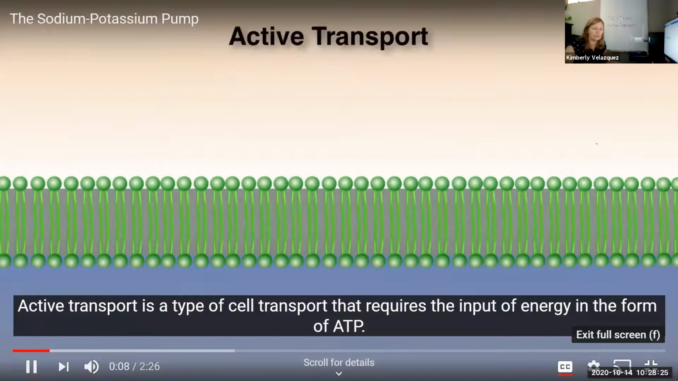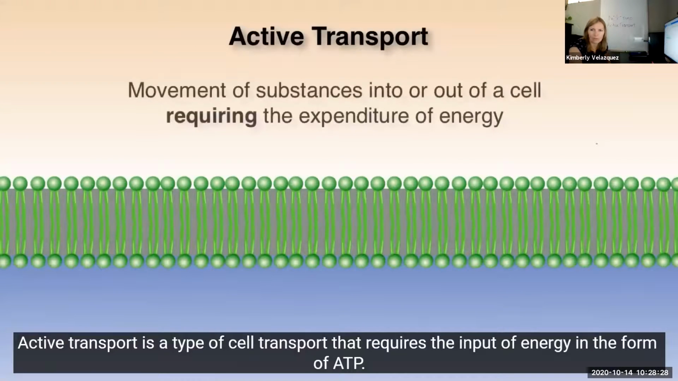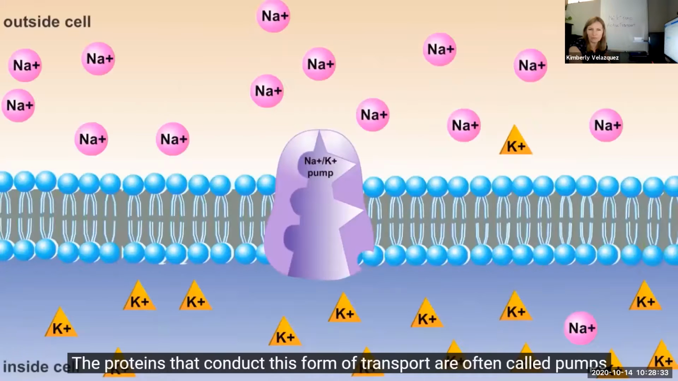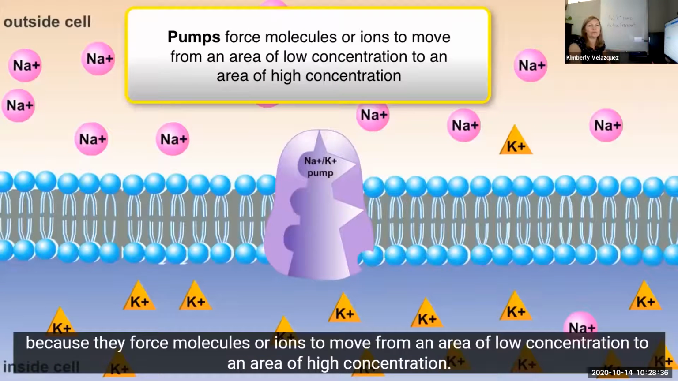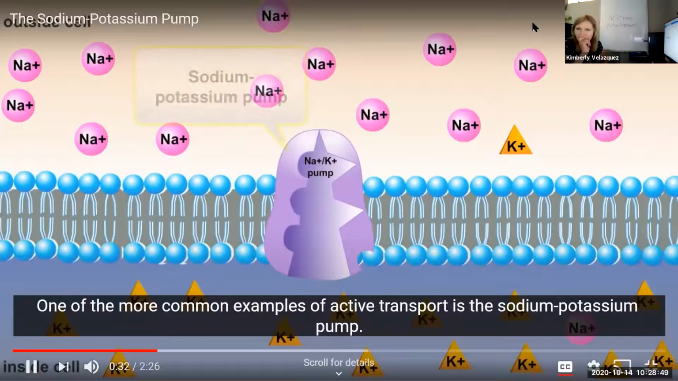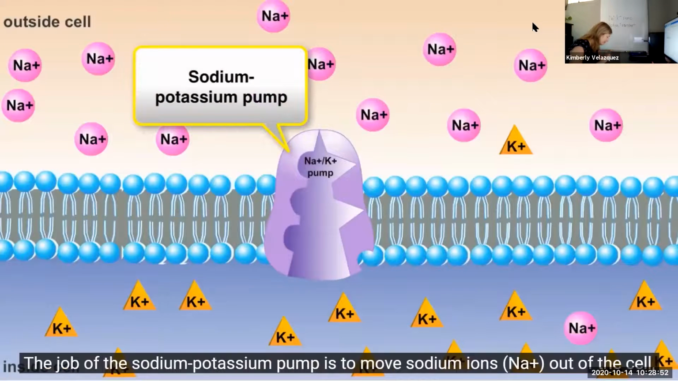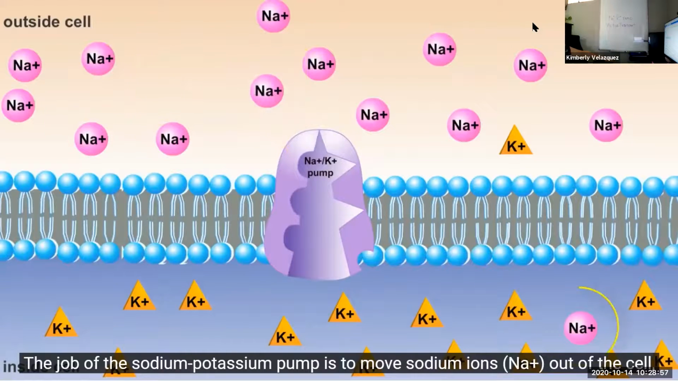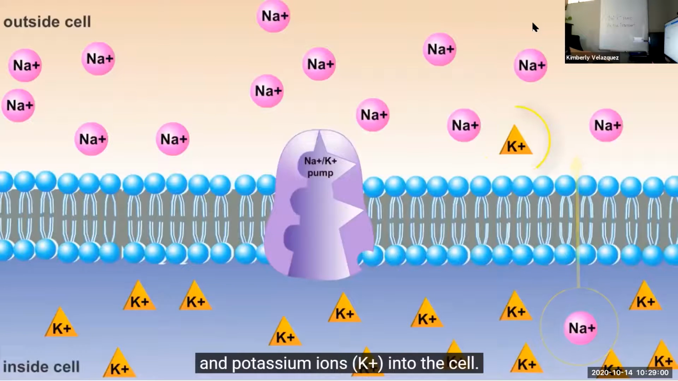Active transport is a type of cell transport that requires the input of energy in the form of ATP. The proteins that conduct this form of transport are often called pumps because they force molecules or ions to move from an area of low concentration to an area of high concentration. This is commonly referred to as against the concentration gradient. One of the more common examples of active transport is the sodium-potassium pump. The job of the sodium-potassium pump is to move sodium ions, or Na+, out of the cell, and potassium ions, or K+, into the cell.